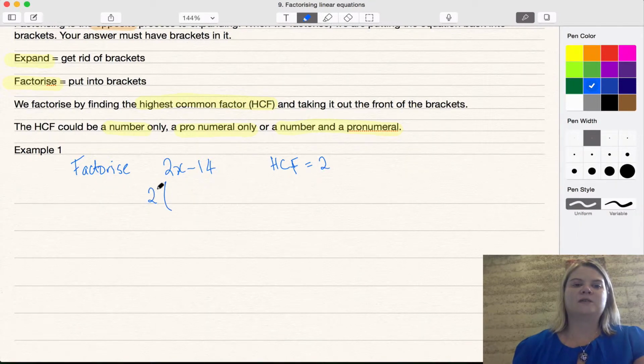Then we need to say 2 times what makes 2x. So we're just left with an x on the inside. 2 times what makes negative 14? Negative 7. Make sure there's an equal sign at the start of your line. And we've got it. It's factorised, it's back into brackets again.